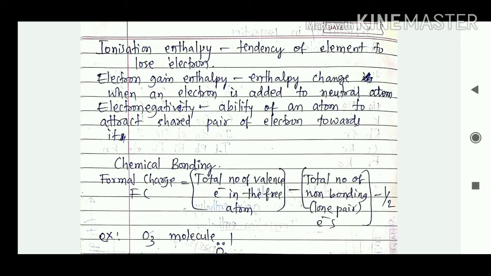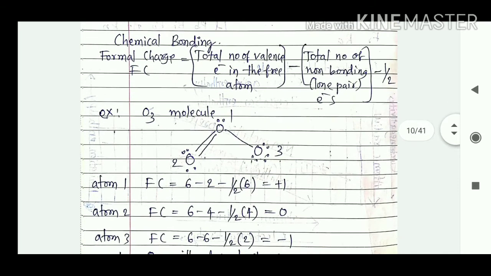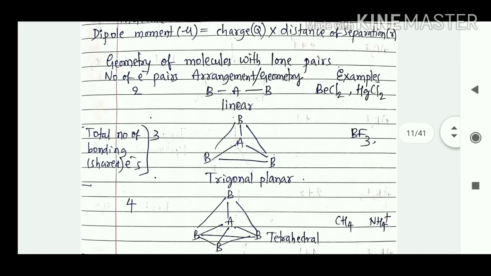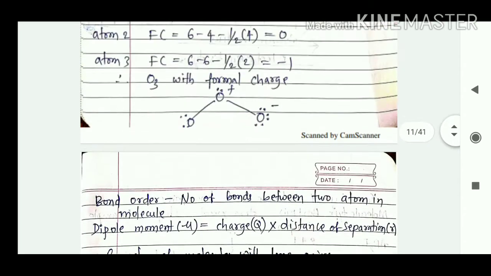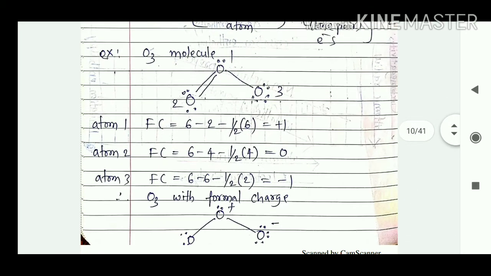Then we have chemical bonding. Here we have a formula to calculate formal charge: total number of valence electrons in the free atom, minus total number of non-bonding electrons, or the total number of electrons in lone pairs, minus half of the total number of bonding electrons, or electrons in shared pairs. Let us try to apply this in a particular example.